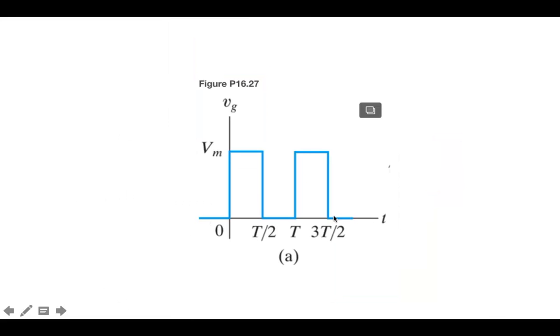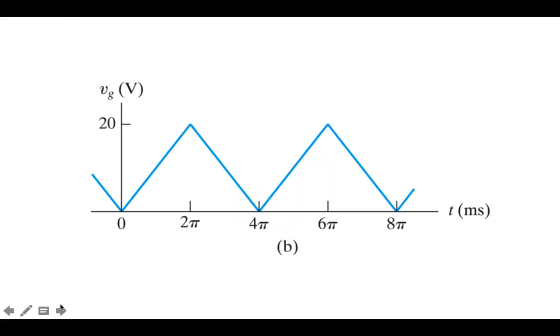Same here, this is a pulse train, so you can assume that there are more pulses back here and more pulses going in this direction. Just two are illustrated here.